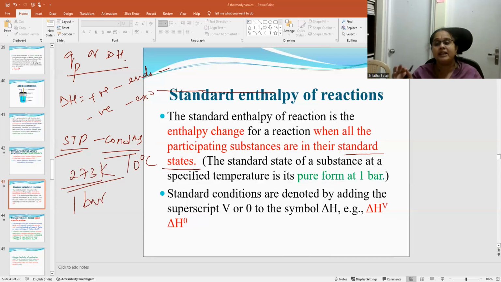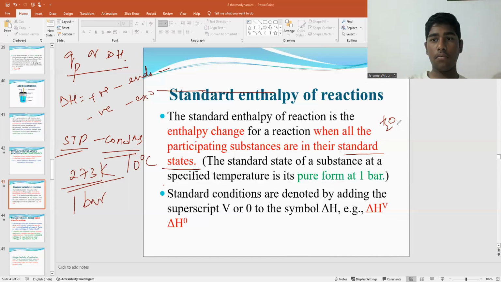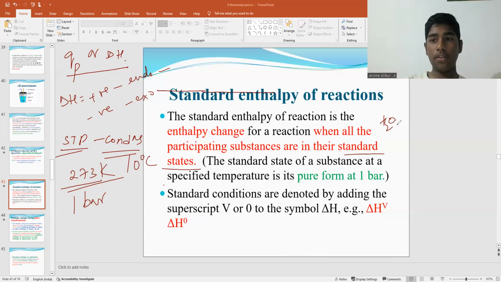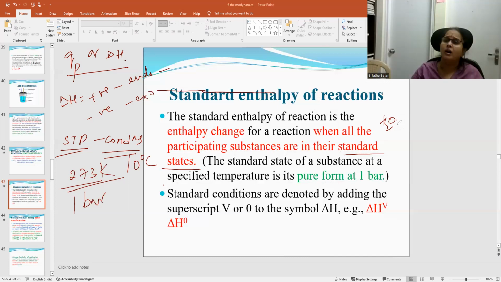So when I say standard state, it basically refers to the state where substances exist in pure form. For example, water. How will water exist in its pure state: solid, liquid, or gas? Liquid, no? So at what temperature will it exist as liquid, approximately? When will it exist as solid? When will it exist as gas? When sublimation takes place, no? Will water sublime? No.